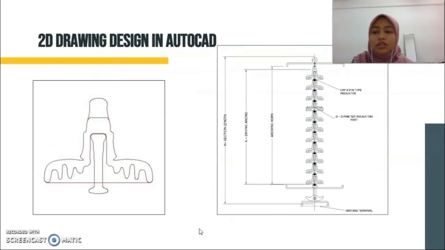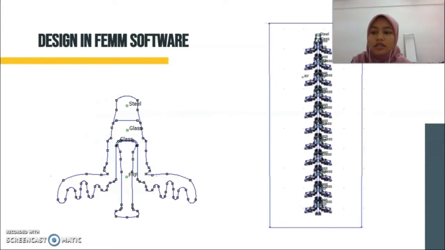This is the 2D drawing design using AutoCAD. As we can see on the left side, there is a single shade glass insulator that has been designed, and on the right side is the 11 shades of the insulator. Okay, this is the design in the FEMM software. Basically, the design is very similar to the design in the AutoCAD software.